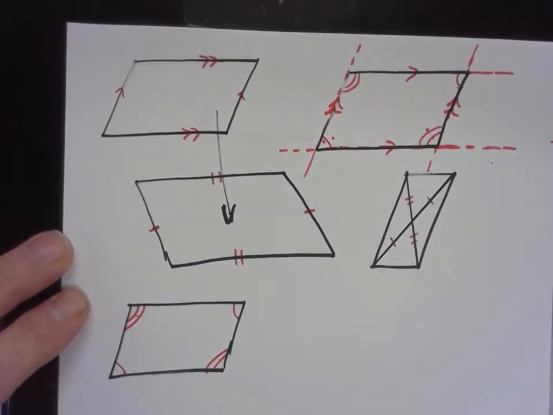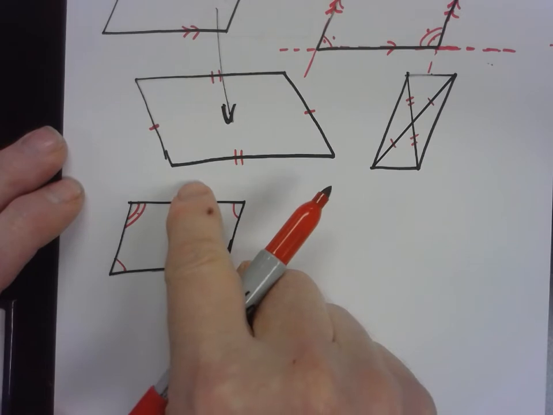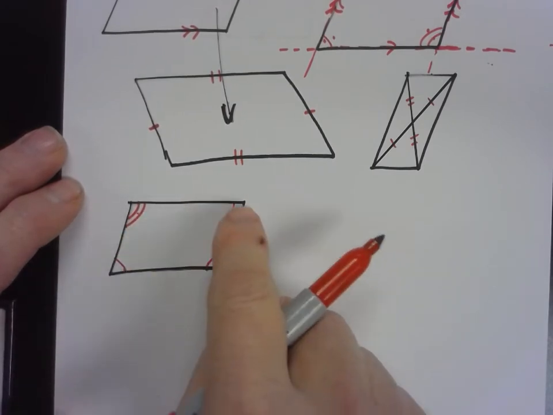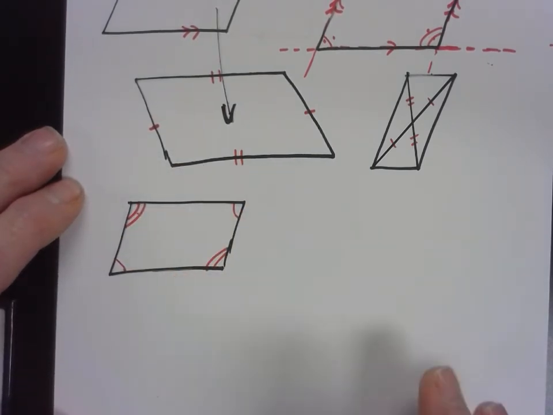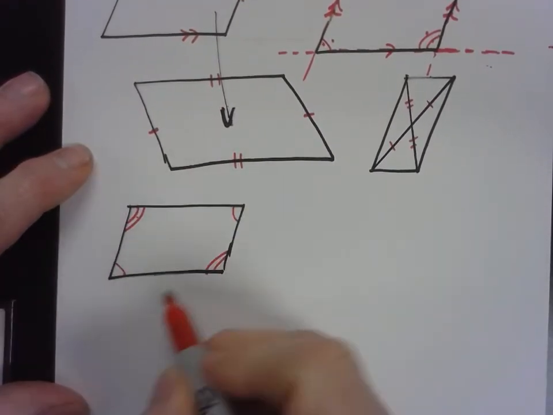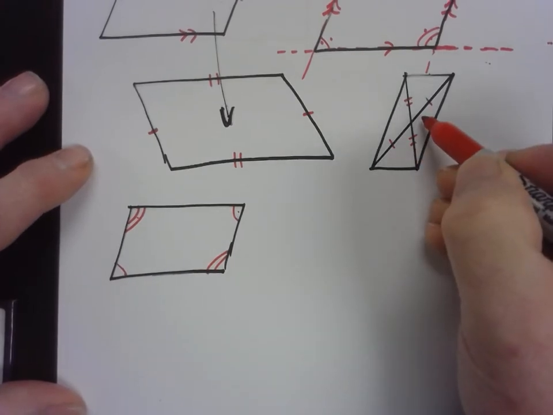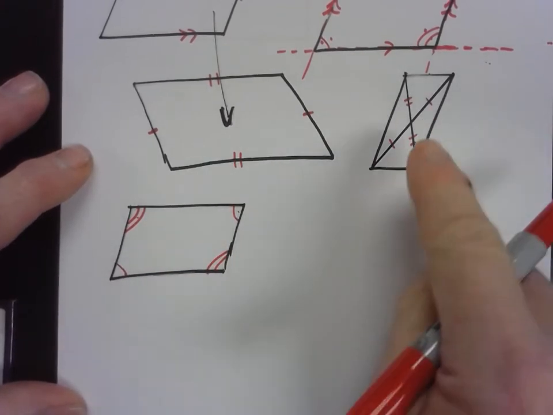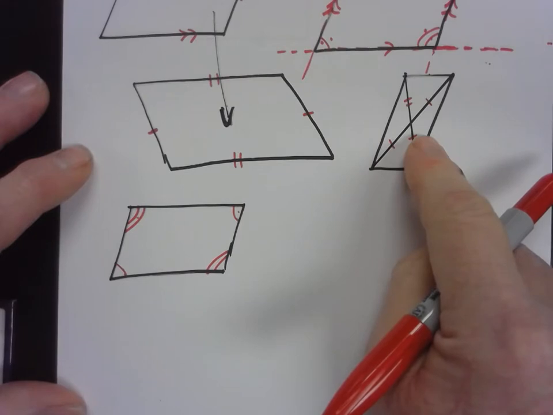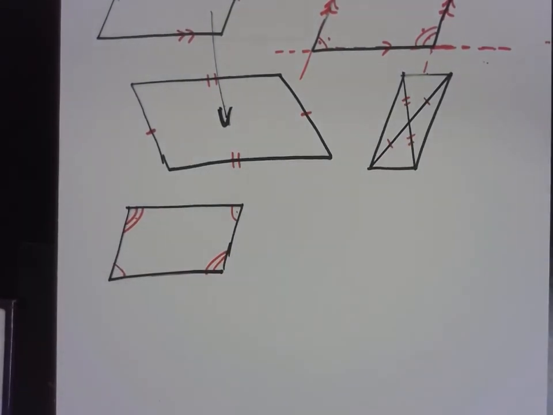What if we say the opposite sides' angles are congruent? Could we prove that these sides are parallel? If I gave you a choice between proving this one, where we know the opposite angles are congruent, or this one where the diagonals bisect each other, who would take the diagonals bisect each other proof? Who would take this proof? Yeah, good choice.